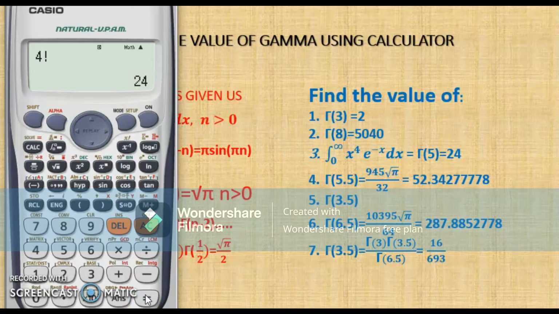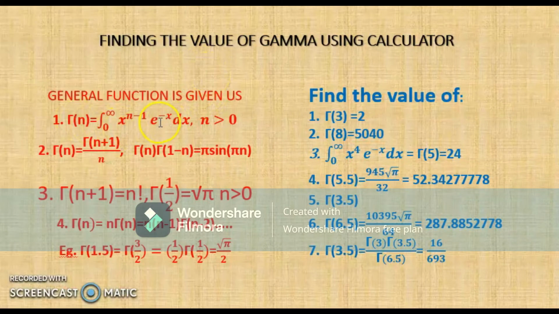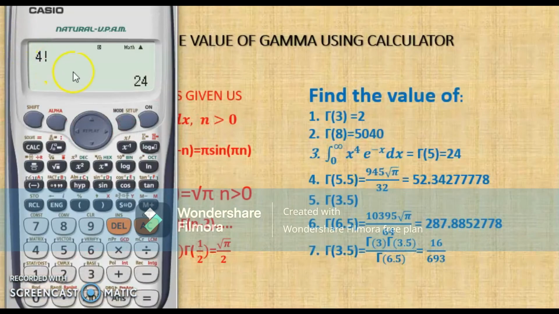Now, this is a whole number. So what if we have been given a fraction? How do we deal with it? In dealing with such cases, for example question 4, we have gamma of 5.5. In that case, we have to utilize the equation given to us very well. So I am going to type in the equation on the calculator.